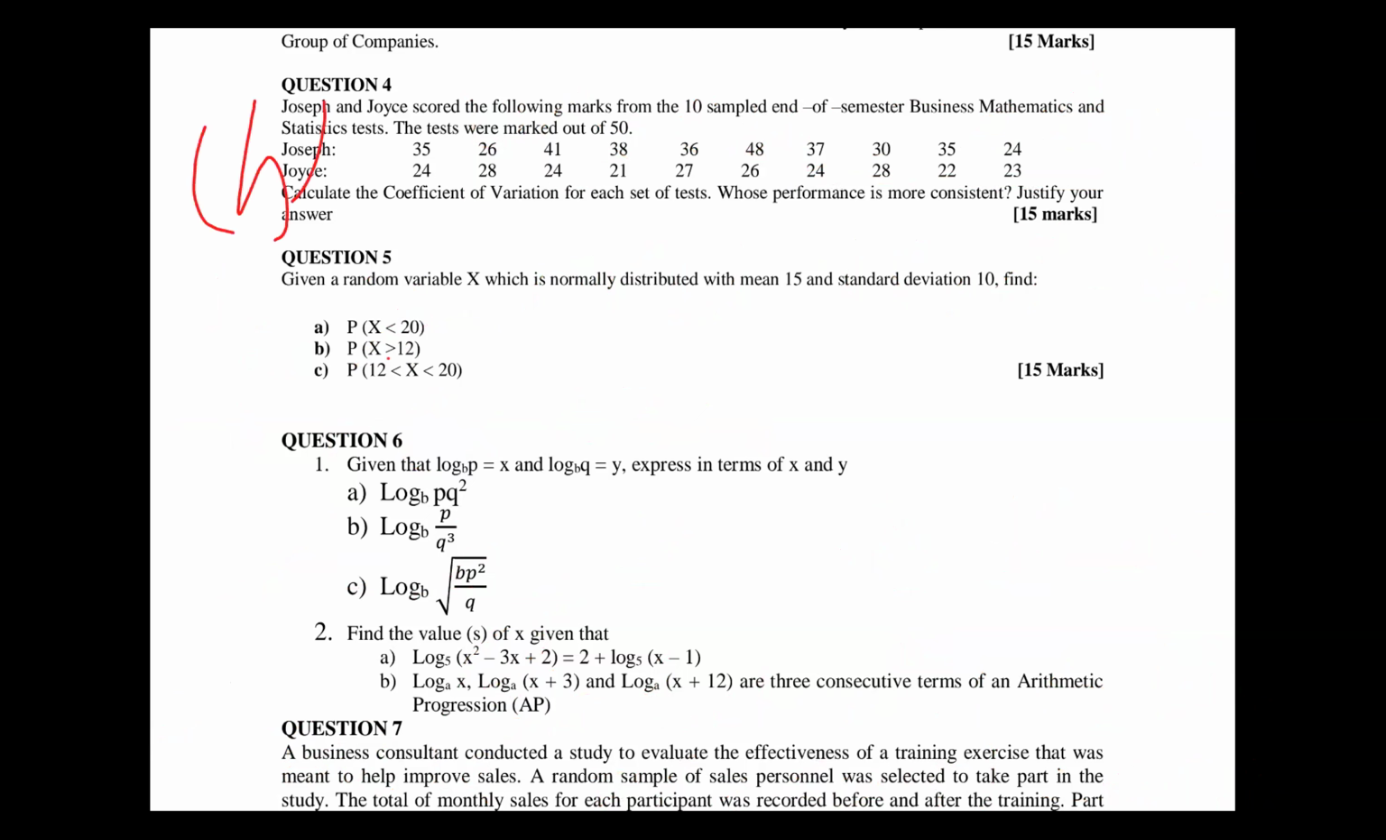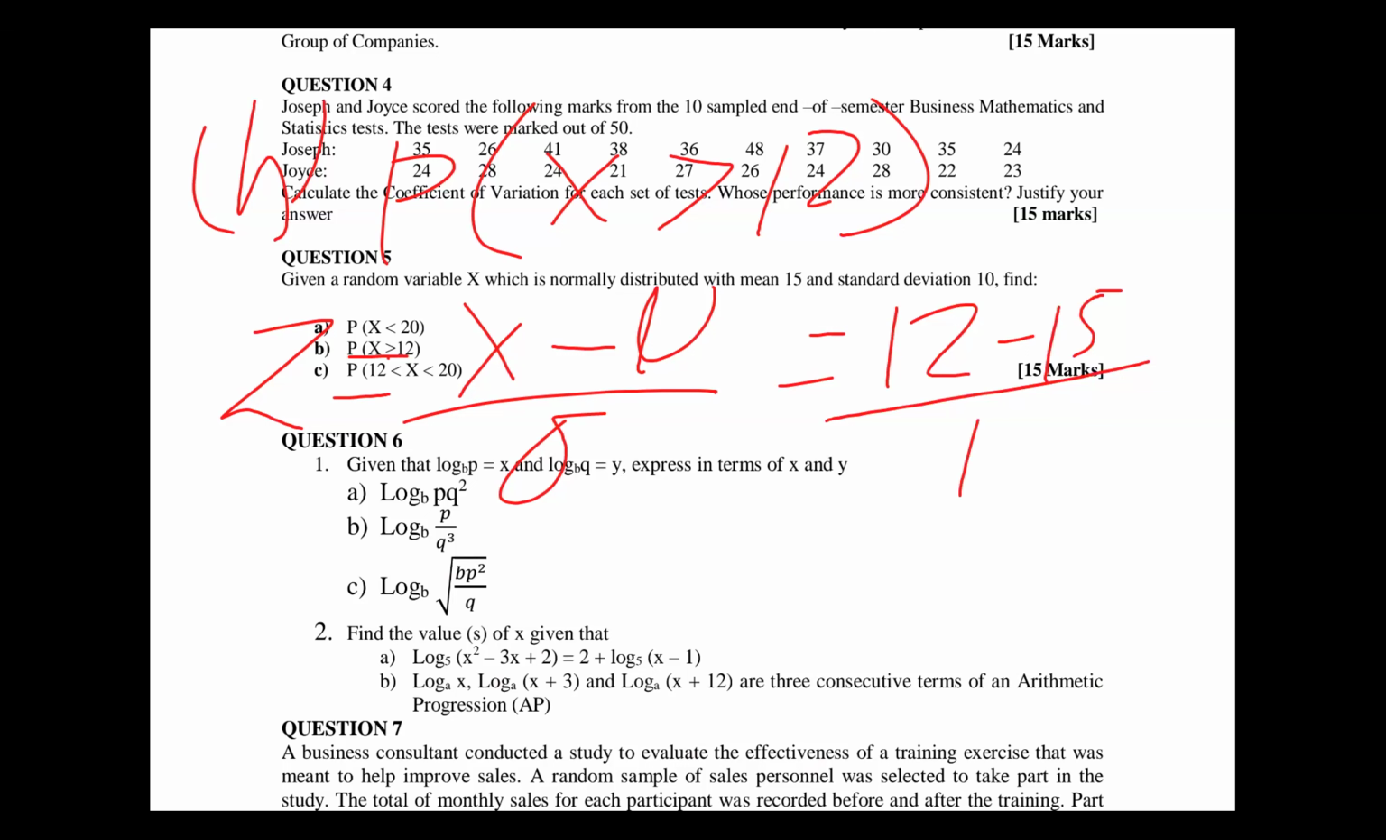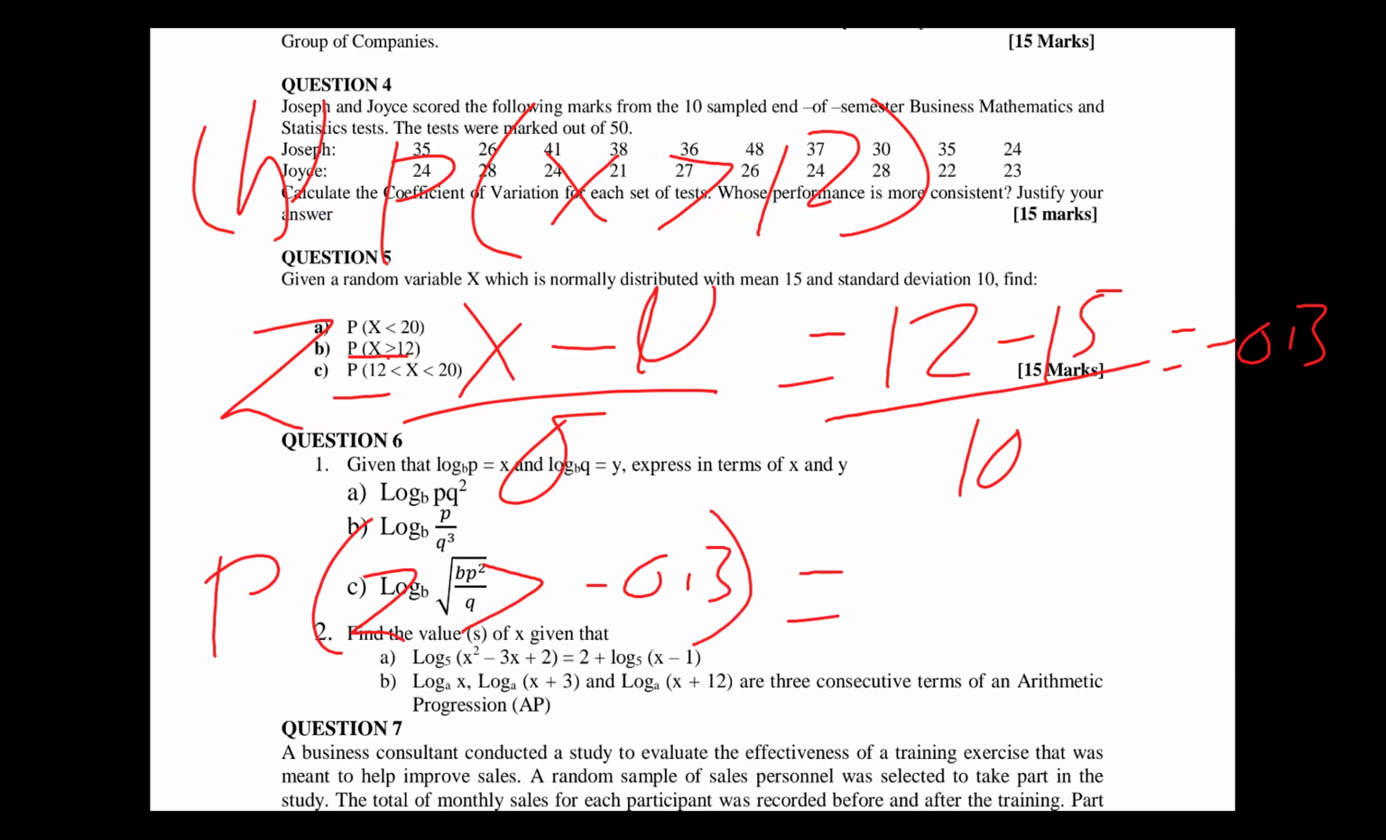For B, the probability that X is greater than 12. Again, you have to do the Z-score, which is given by this formula. Our X is 12 minus the mean of 15 divided by the standard deviation of 10. This gives us negative 0.3. So you are finding the probability that Z is greater than negative 0.3, which is equal to 1 minus the probability that Z is less than negative 0.3.